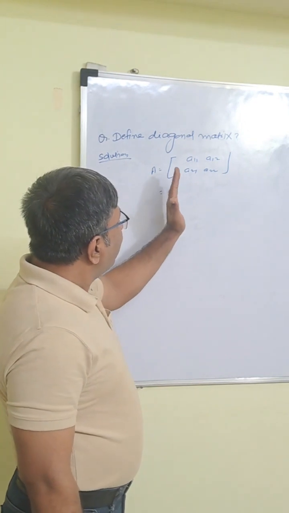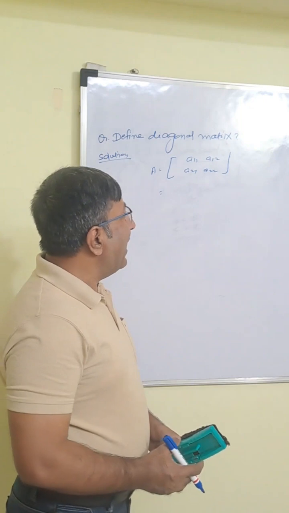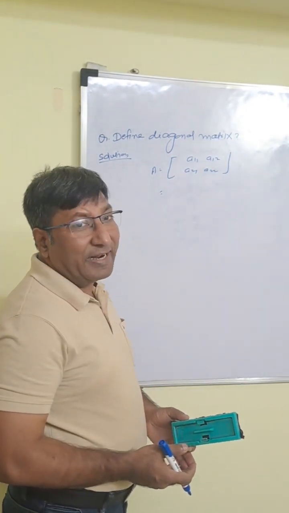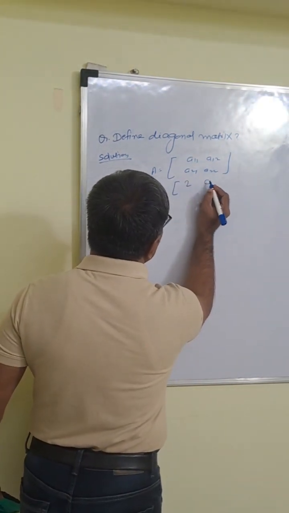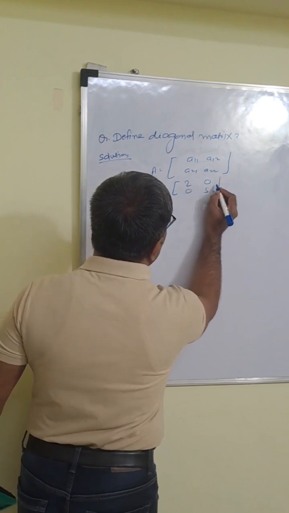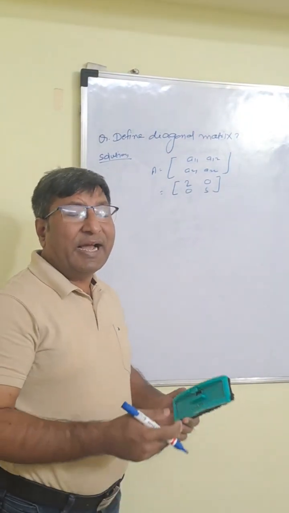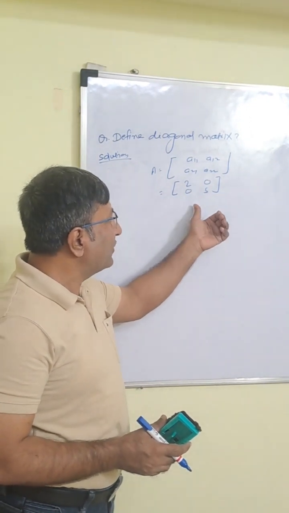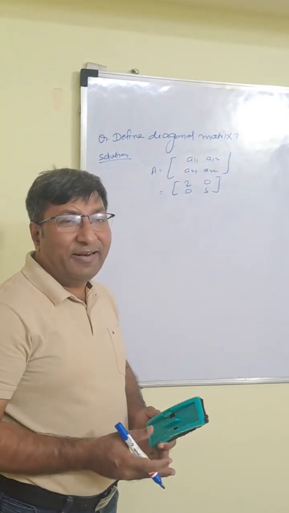So any square matrix whose non-diagonal element is 0 and diagonal element may be any number, then it is called diagonal matrix. So this is your answer 2, 0, and suppose here that is 0 and here 5. So this is the diagonal element may be equal, may be different, any number except 0, non-zero. So diagonal element is non-zero and non-diagonal element is 0. That is called diagonal matrix.